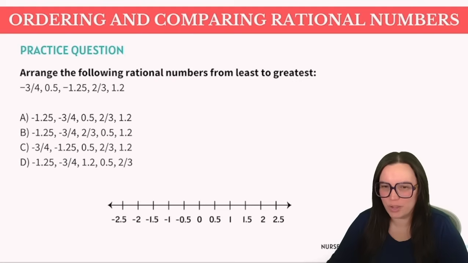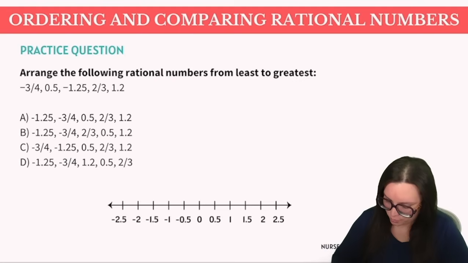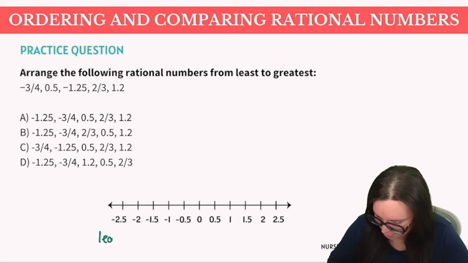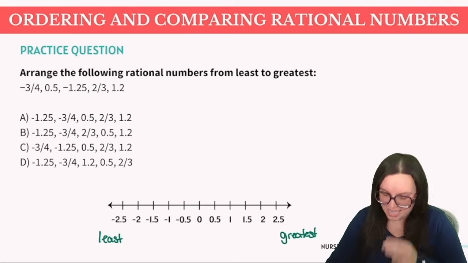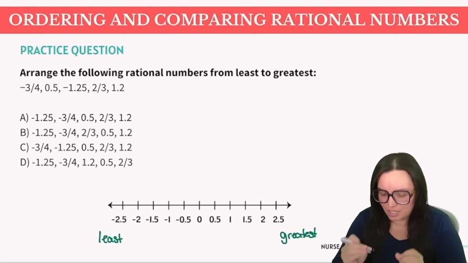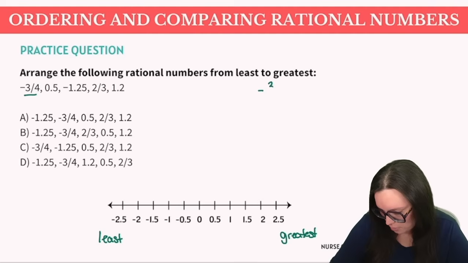All right, our practice question states, arrange the following rational numbers from least to greatest. So as we know, based on our number line, as we move further to the left, it becomes lesser. As we move further to the right, it becomes greater. So let's take a look at each individual number. Our first number is negative 3/4. So we know negative 3/4 is equal to negative 0.75.